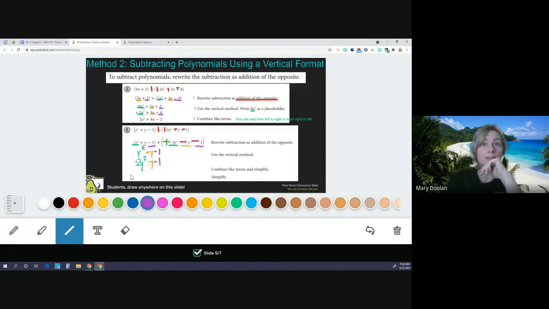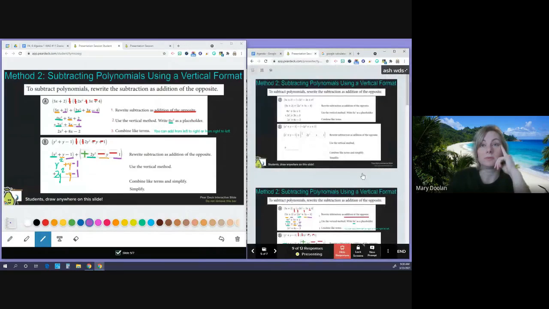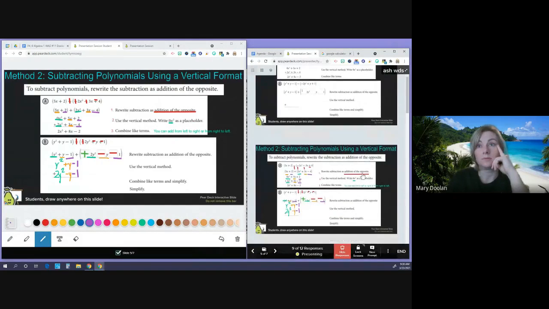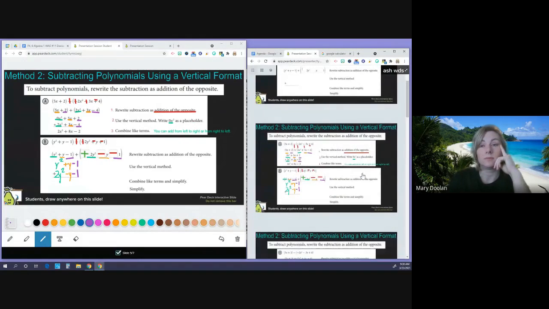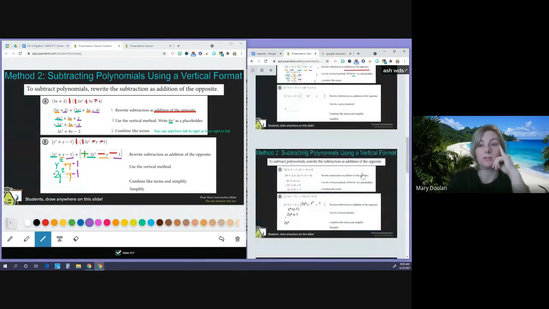So now we're just going to add either from left to right or right to left. It really doesn't matter. Let me see how you guys are doing on this. So go ahead and try to add these up. See what you get.